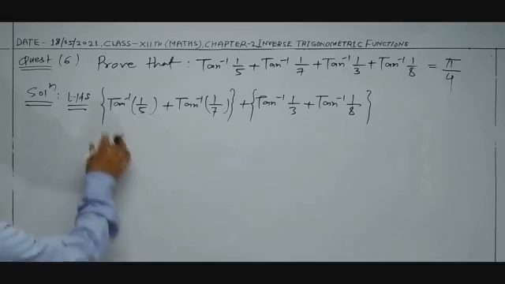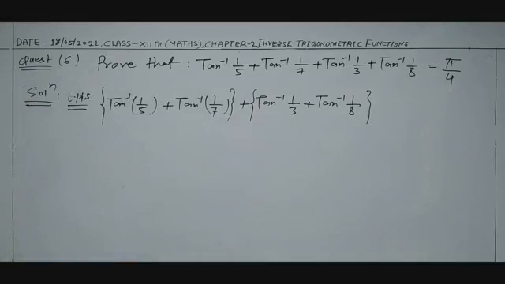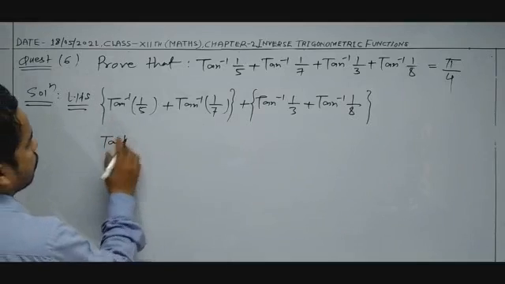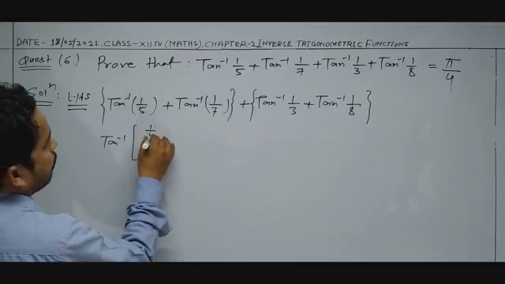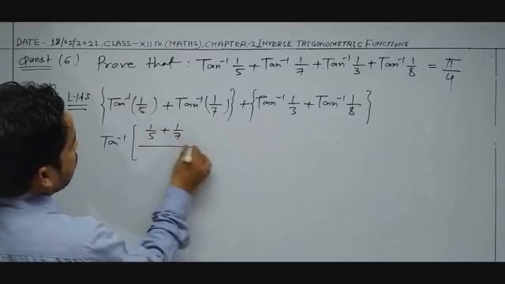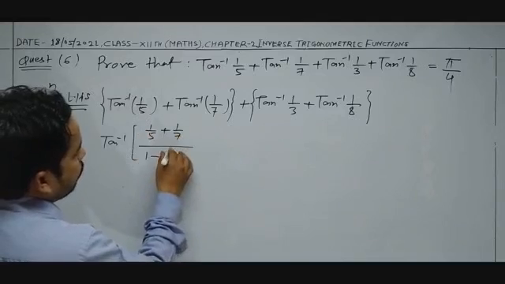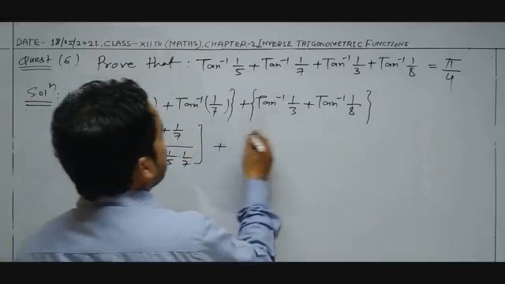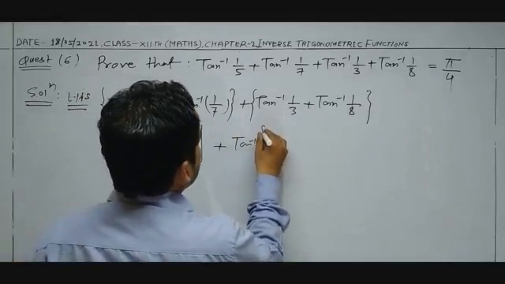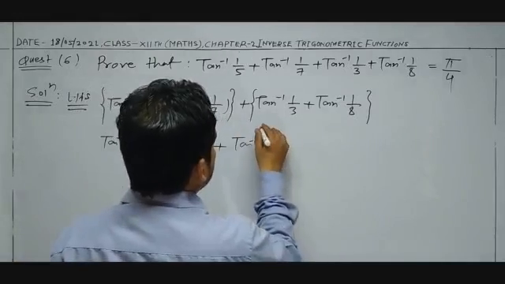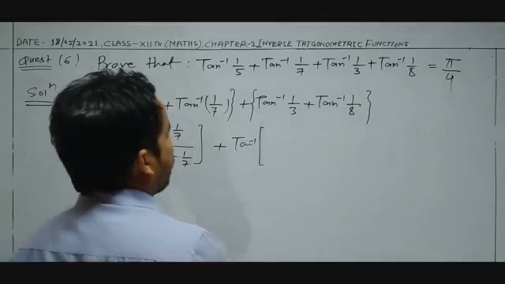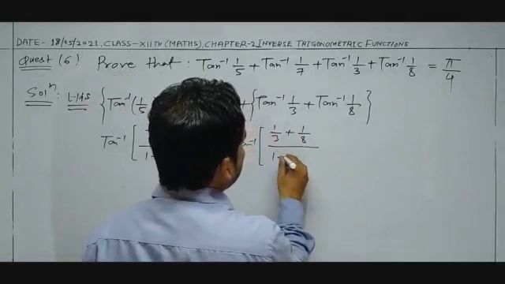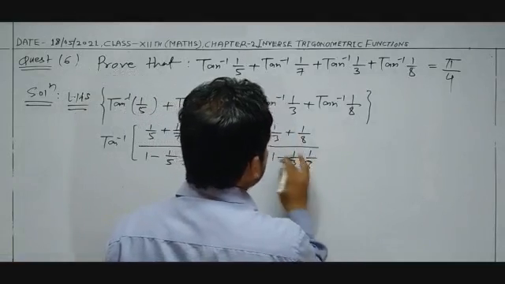So you know the formula, tan inverse x plus tan inverse y. The formula is tan inverse of (x plus y), which means (1 by 5 plus 1 by 7) whole upon (1 minus 1 by 5 into 1 by 7). Similarly, the same formula will be applicable for this expression: tan inverse of (1 by 3 plus 1 by 8) whole upon (1 minus 1 by 3 into 1 by 8).